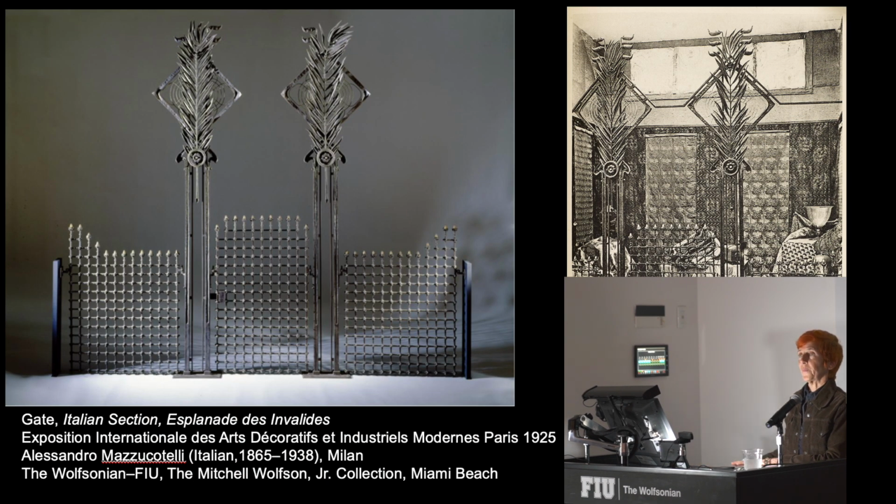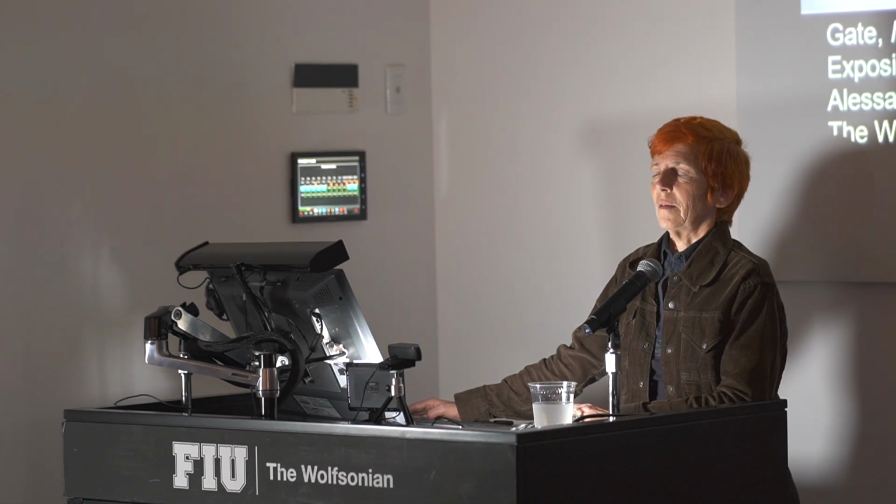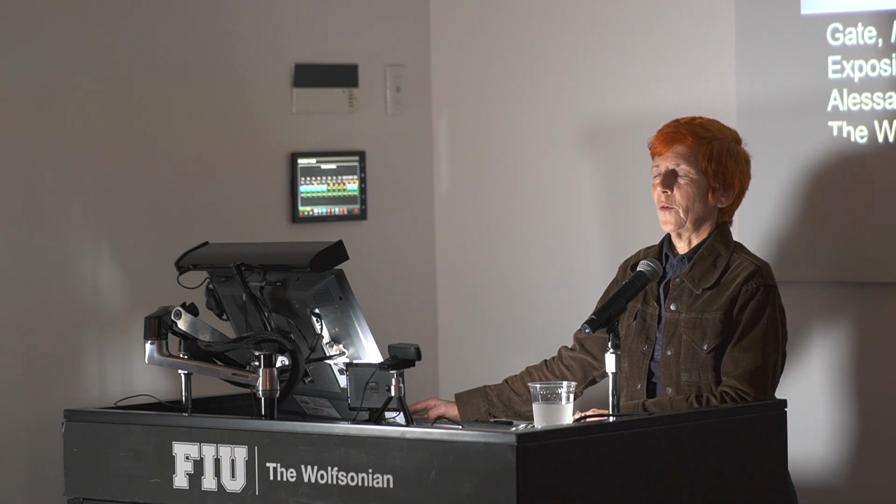So the Italian pavilion showed many materials, but also inside the Grand Palais in Paris there were different sections. And so this was the gate of the Italian section at the Grand Palais. This gate, which is in the collection, is another masterpiece by Alessandro Mazzucotelli, who was the wrought iron artist for Milan.